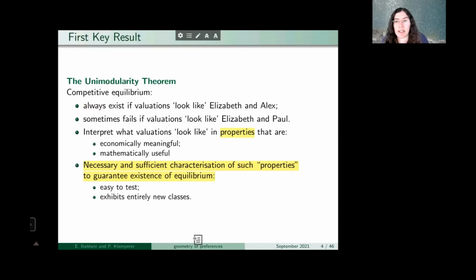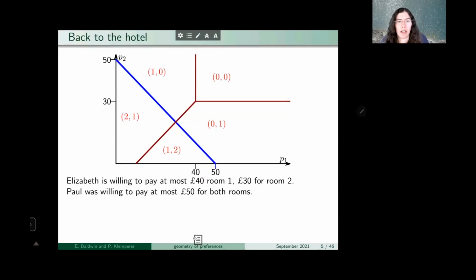So as Alex said, a lot of work in this field has talked about the substitutes case, the strong substitutes case, also referred to as the M natural concave case. We see here, using this theorem, that we can go entirely outside of that case and talk about completely different characterizations of preferences. But if we just go back to the hotel for a moment, Elizabeth was willing to pay at most £40 for room one, £30 for room two. Paul was willing to pay at most £50 for both rooms.